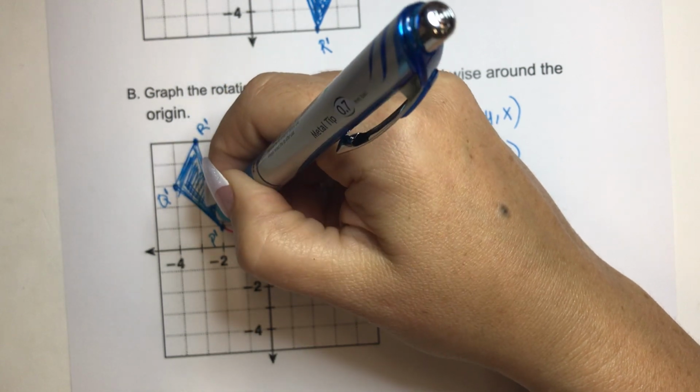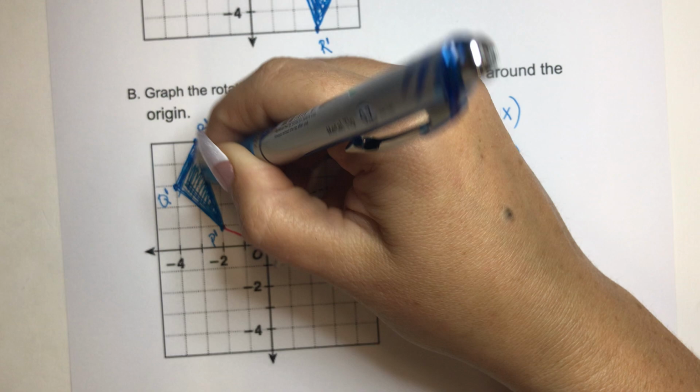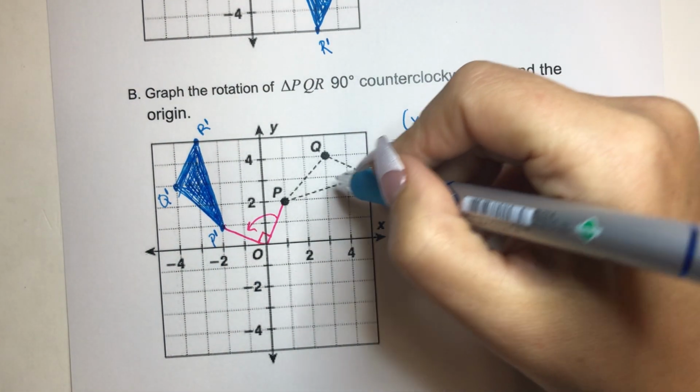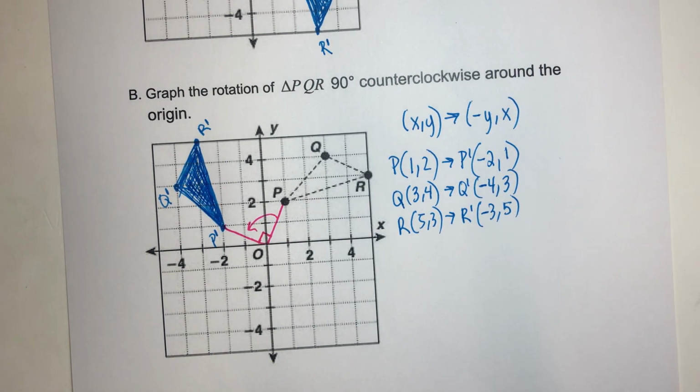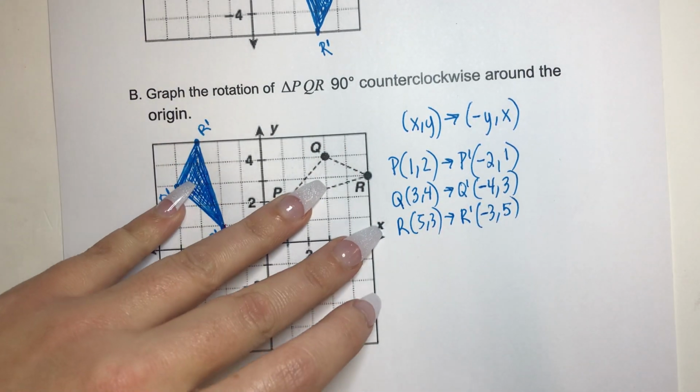I don't know why I'm coloring it in. I just feel like it looks better when it's colored in. So from here, counterclockwise 90 degrees. Perfect. Okay, so on to our last example.